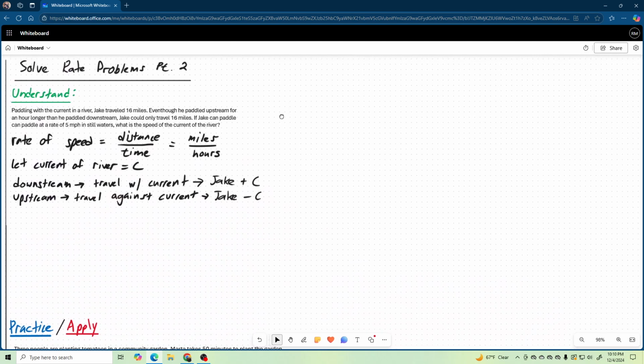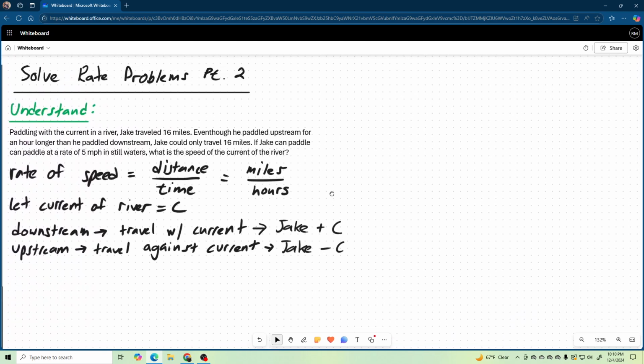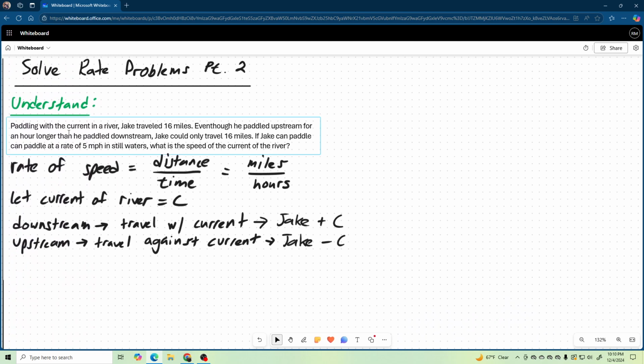So this one's pretty challenging, but I think it's got a lot of really instructive things here. So let's go and jump into it. So paddling with the current in a river, Jake traveled 16 miles. Even though he paddled upstream for an hour longer than he paddled downstream, Jake could only travel 16 miles. If Jake can paddle at a rate of 5 miles per hour in still waters, what is the speed of the current of the river? Get rid of this extraneous can paddle.